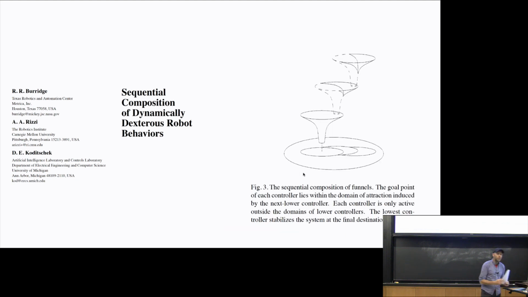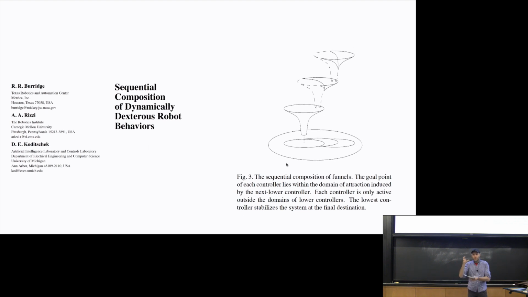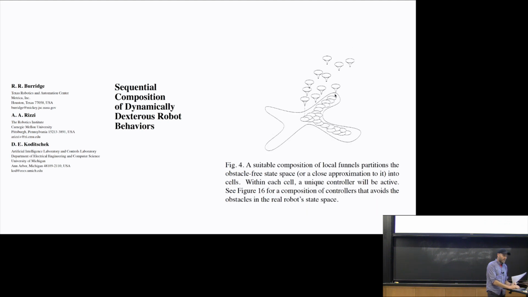So the picture that they drew was, well, what if we took all of our simple controllers and fed one into the other, and slowly composed those controllers into a larger region of attraction in the state space? And this was this really defining picture, I think, of trying to fill up the state space with lots of simple controllers.